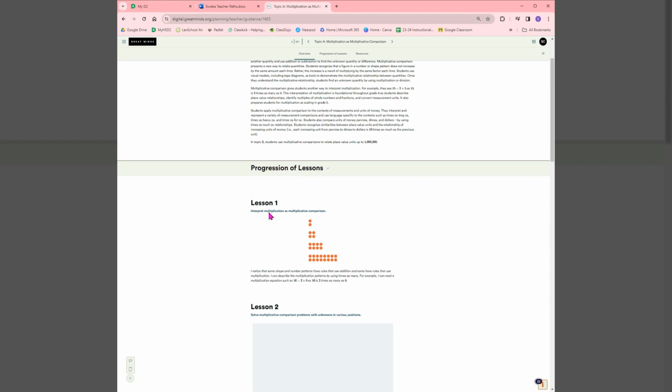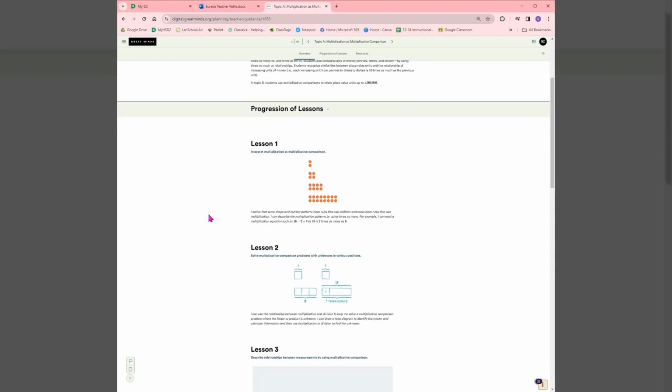Then we're going to be looking at the progression of lessons, and notice that there are two different pieces of information and then the picture that you're receiving. The study guide is going to ask you to look at the bolded and the italicized phrases and what you get from both. To me, this bolded version is kind of like a lesson objective. Like I will be able to interpret multiplication as multiplicative comparisons, but it's not student friendly at all.